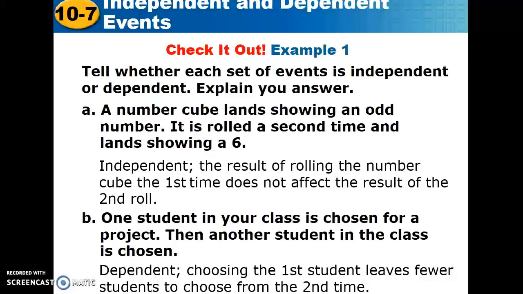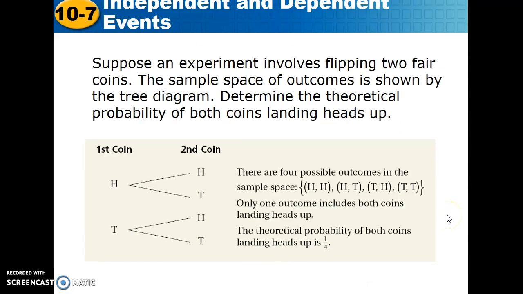One student in your class is chosen for a project, and then another student in the class is chosen. The second picking of a student depends on the first one because now we have one less student to choose from. It says, suppose an experiment involves flipping 2 fair coins. The example is on page 741, right below the independent and dependent events, the student-to-student talk. She wants to talk to you about probability. So right below that is this picture of sample spacing. The sample space of outcomes is shown by this tree diagram.